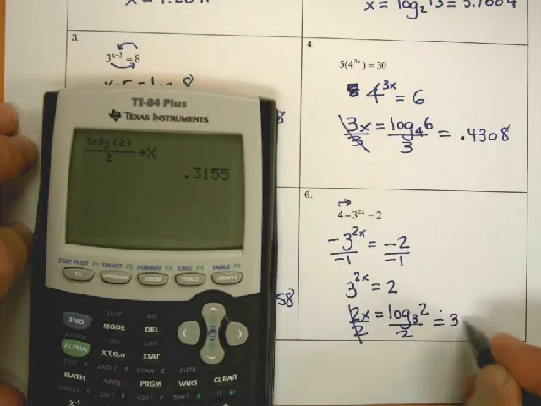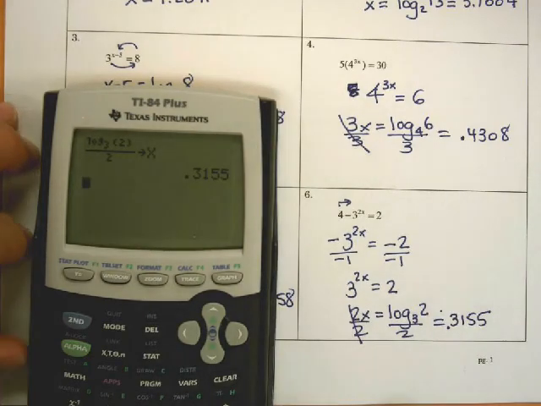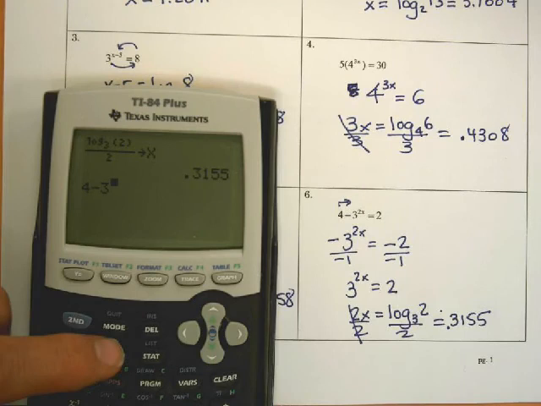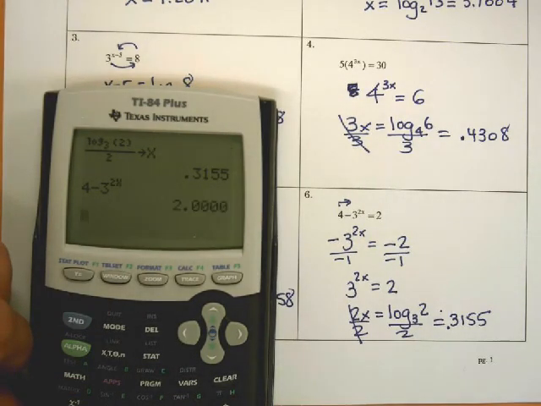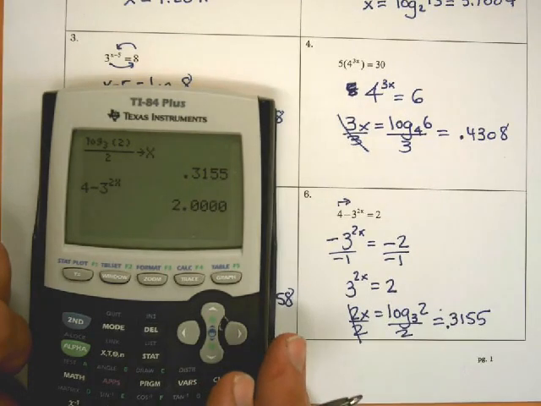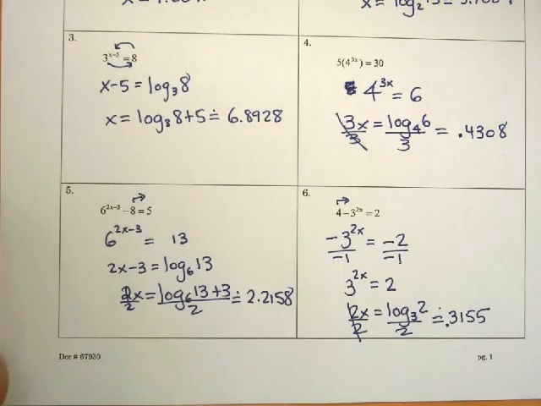Approximately 0.3155, and I will now check it. 4 minus 3 raised to the 2x power should equal 2, and we're good. Okay, so that does it for page 1 of the notes.